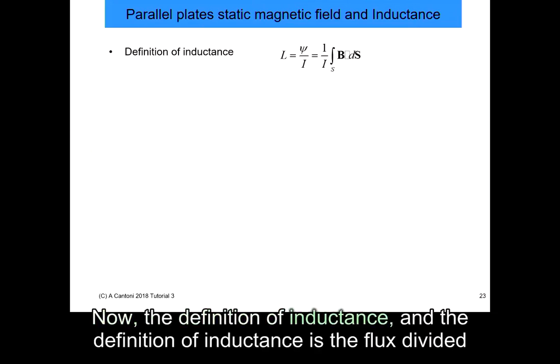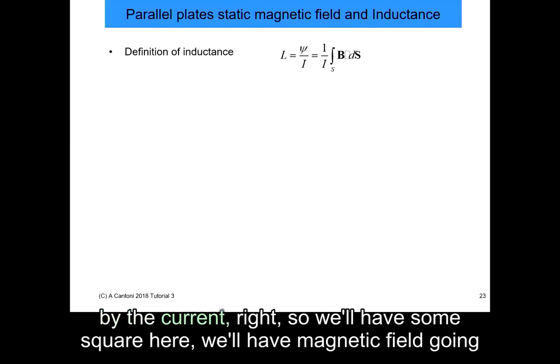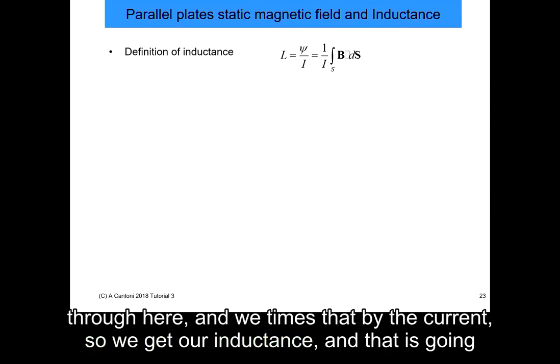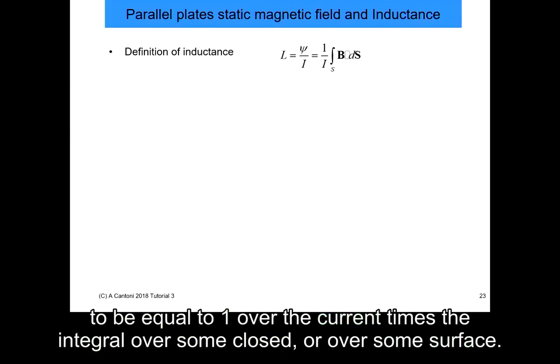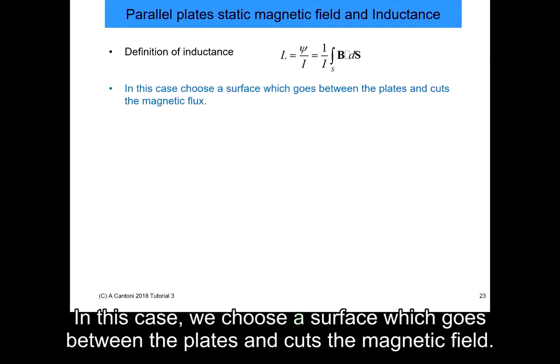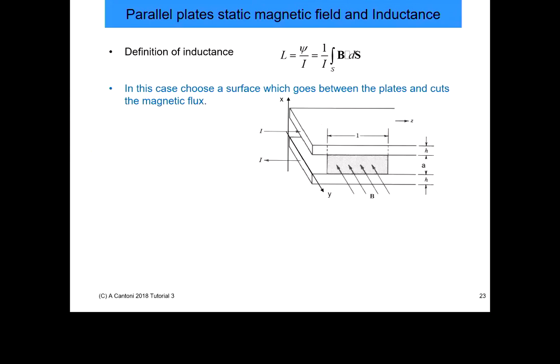Now, definition of inductance. The definition of inductance is the flux divided by the current, right? So we'll have some square here, we'll have magnetic field going through here, and we divide that by the current, so we get our inductance. And that is going to be equal to 1 over the current times the integral over some surface, right? In this case, we choose a surface which goes between the plates and cuts the magnetic field, right?